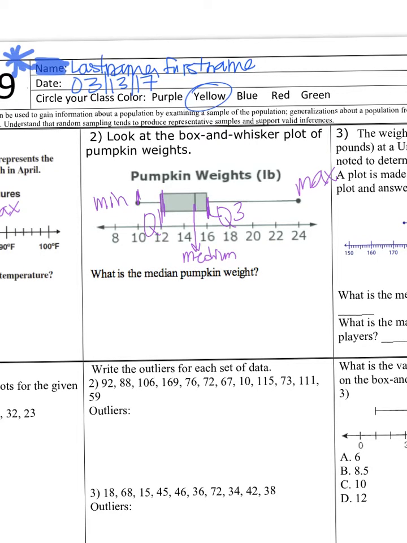Now let's look at what the question's asking. It says, look at the box and whisker plot of pumpkin weights. Pumpkin weights. What is the median pumpkin weight? This is easy. What's between 14 and 16? Yeah, 15. So you can write median equals 15. Moving on.